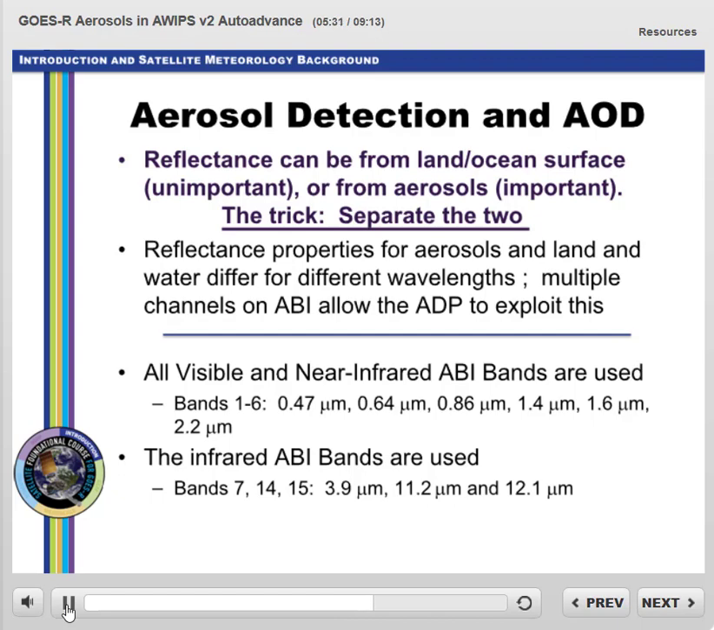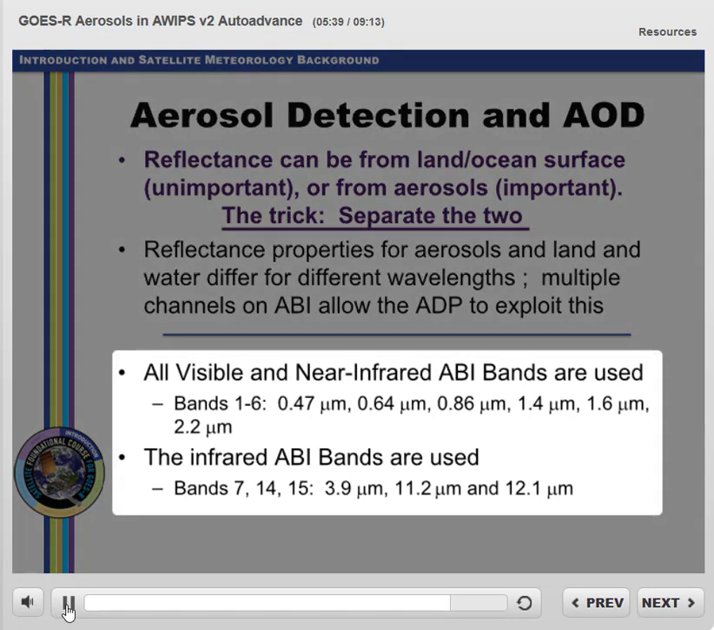Remember that this is daytime only. Reflectance is driving the observations of aerosols and aerosol optical depth. All visible and near-infrared bands are used with this product. Some infrared bands are used as well, especially with regard to the cloud mask.